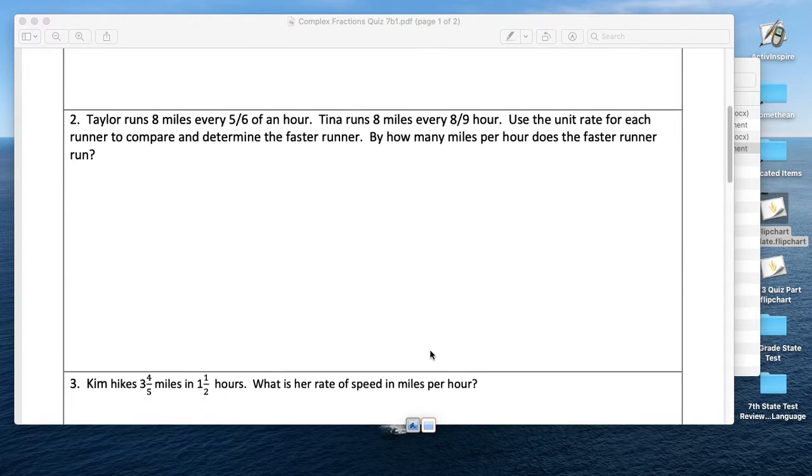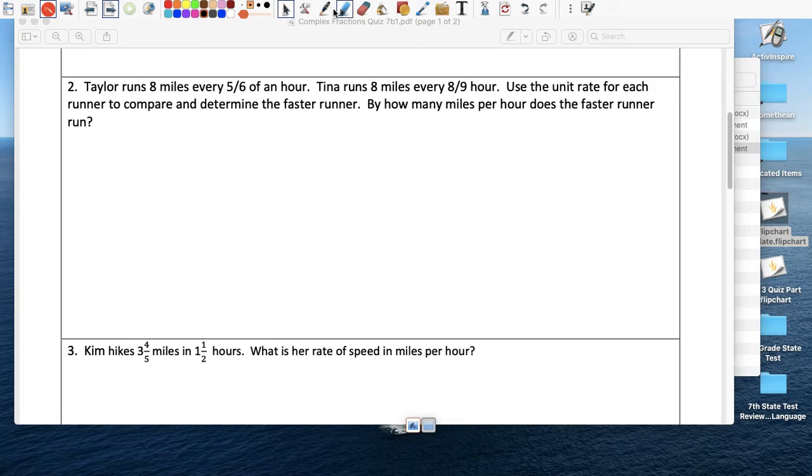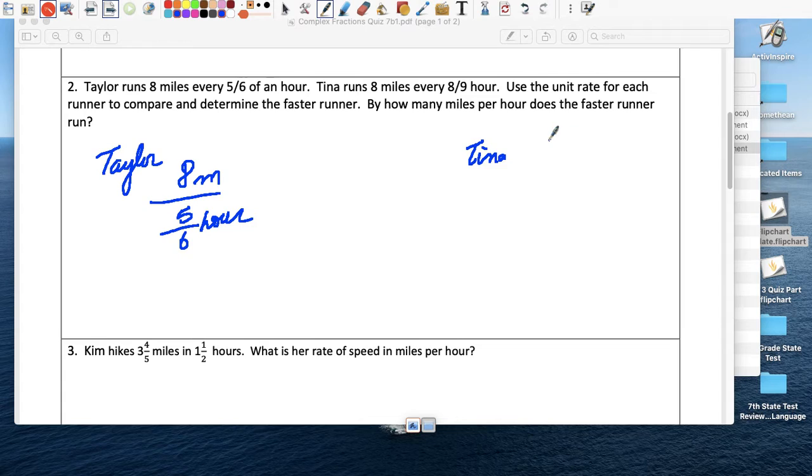Two, definitely, this is a unit rate question to figure out who's faster and by how many miles. So let's do Taylor. Taylor, she runs 8 miles in 5/6 of an hour. We have Tina, who runs 8 miles in 8/9 of an hour.